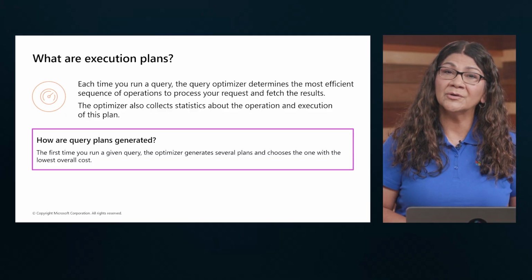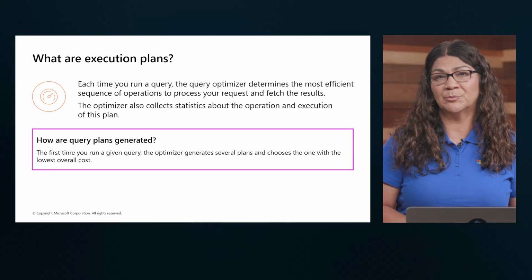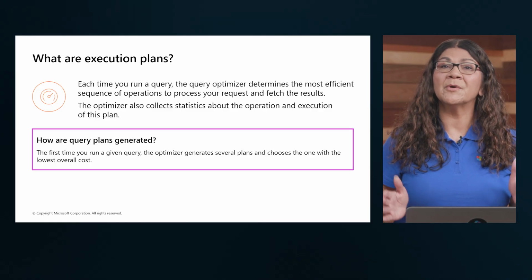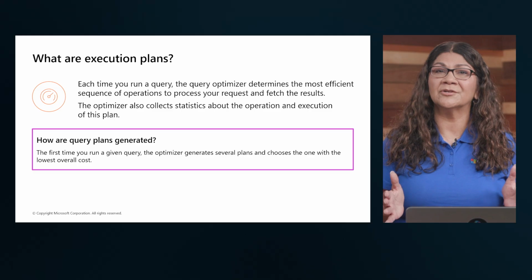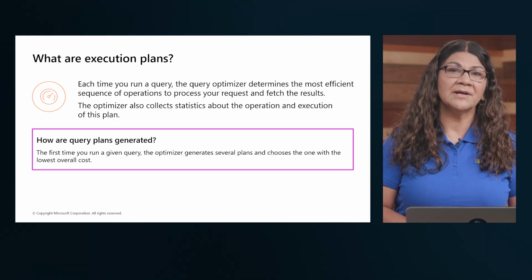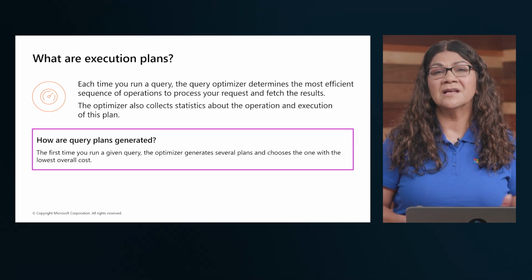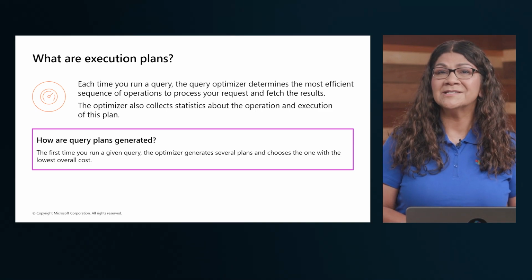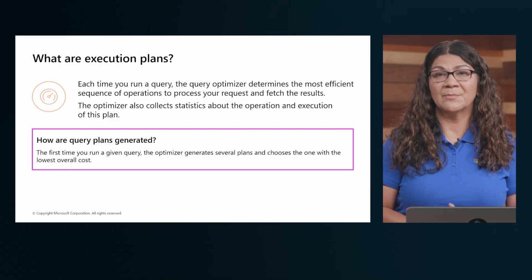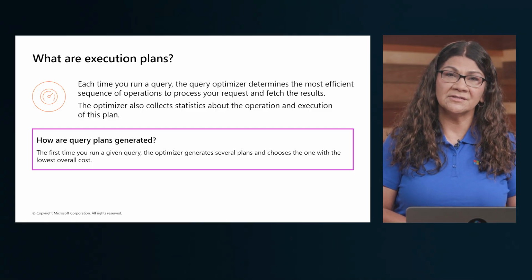Execution plans are critical components of SQL Server performance generated by the Query Optimizer to determine the most efficient way to execute a query. When a query is run, the optimizer evaluates multiple potential plans and selects the one with the lowest estimated cost based on statistics it gathers about the data and operations involved.